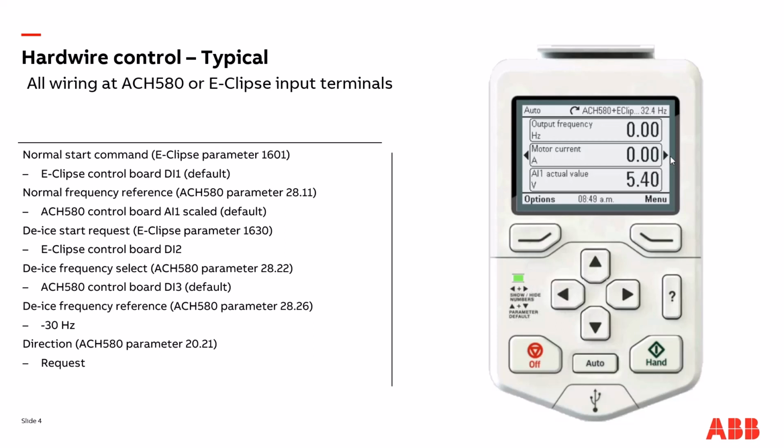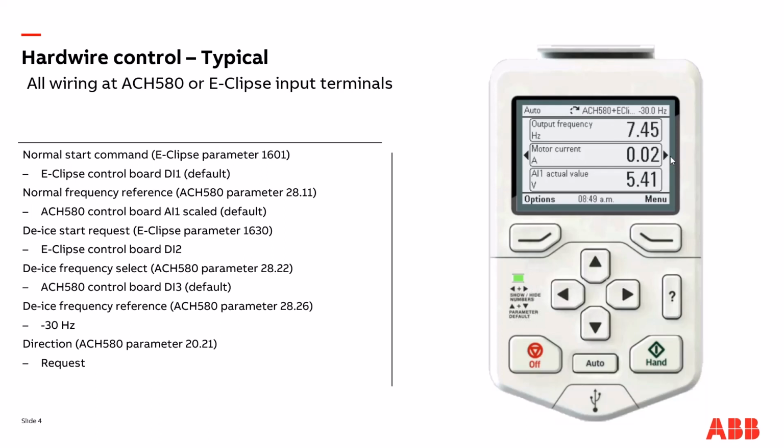So when I activate DI1 on the E-Clipse bypass, you'll see the drive's output frequency begin to ramp up to the normal set point. And then after I activate DI2 on the E-Clipse bypass, which is also wired to DI3 on the ACH580, you'll see that set point switch to the DI set point, which you can see in the upper right-hand corner. And then the output will ramp down through 0 and then ramp to the DI set point.